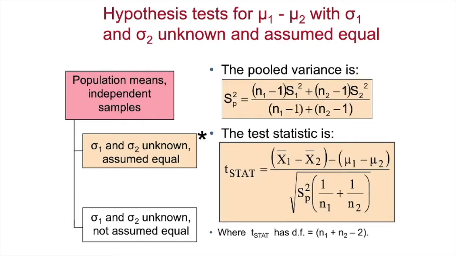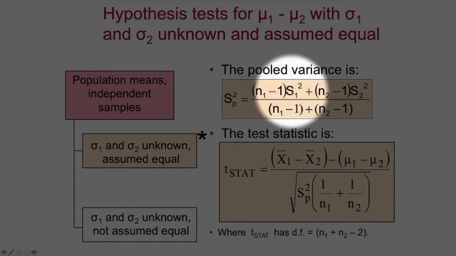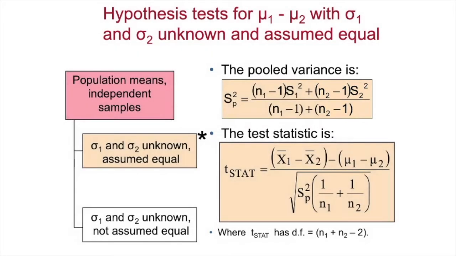So just as we had before, we need to compute a test statistic, and that test statistic is based on a variance. Now in this case, the pooled variance is expressed with this. We call it S squared P. P stands for pooled. And what is the pooled variance? Well, it's a combination of the variance of our first sample, S1 squared, and the variance of our second sample, S2 squared.